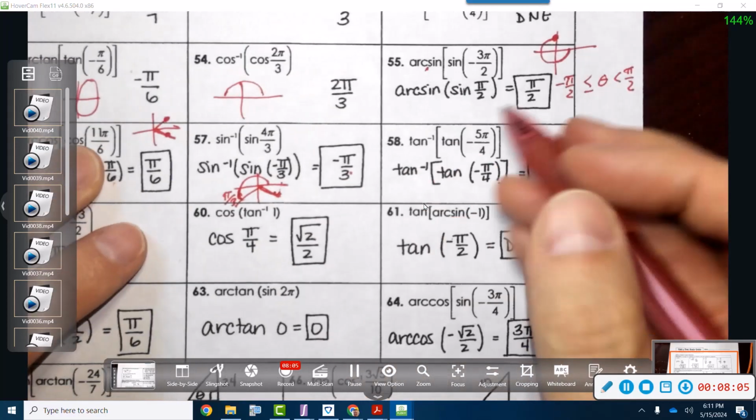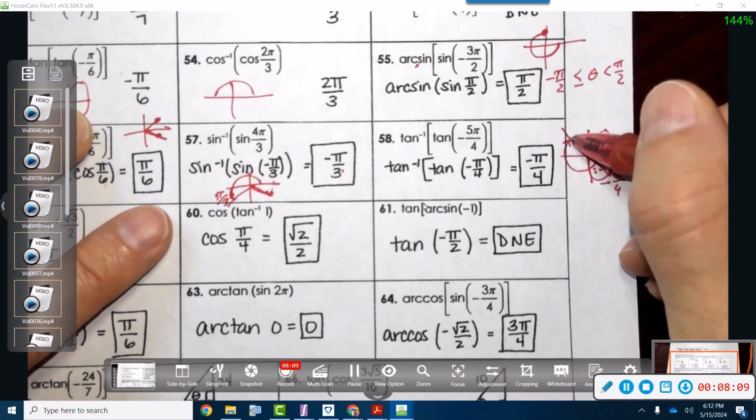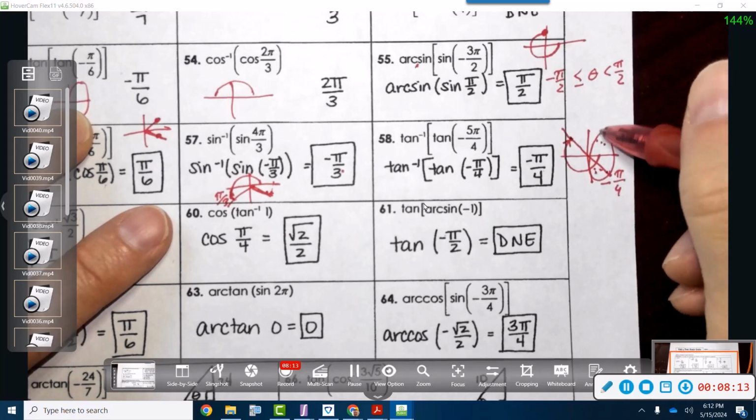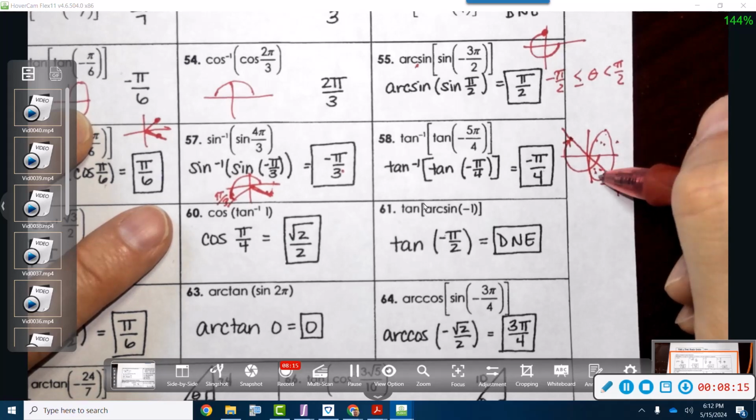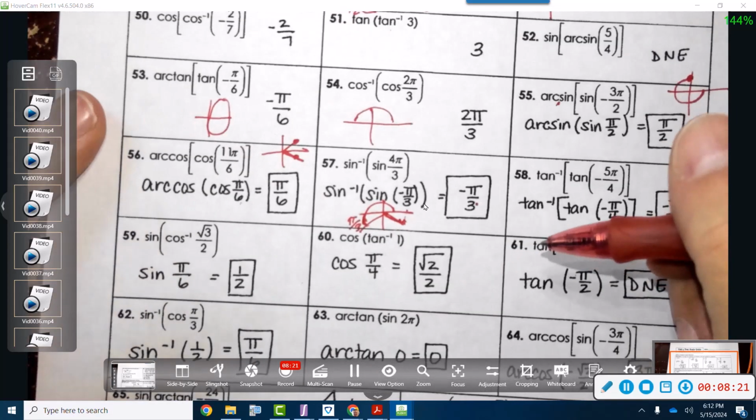Okay. This one, negative 5 pi over 4, takes us over here. That is negative tangent. Where is tangent supposed to be? Here and here. Here if it's positive, here if it's negative. But because it's negative, it will go exactly here. That is a negative pi over 4. Okay, is that it? That is it.